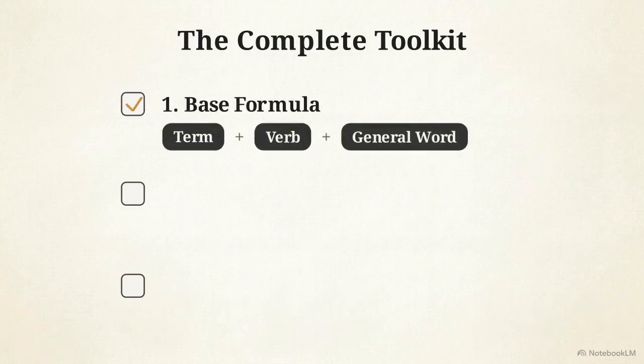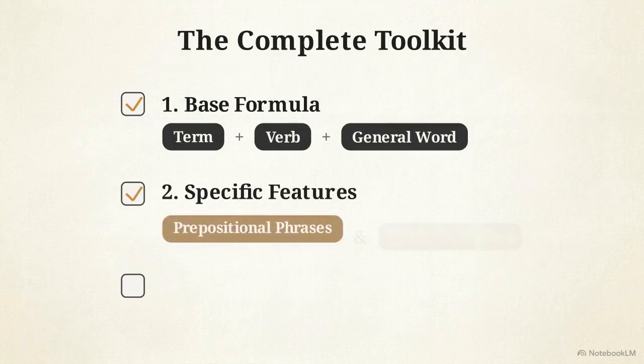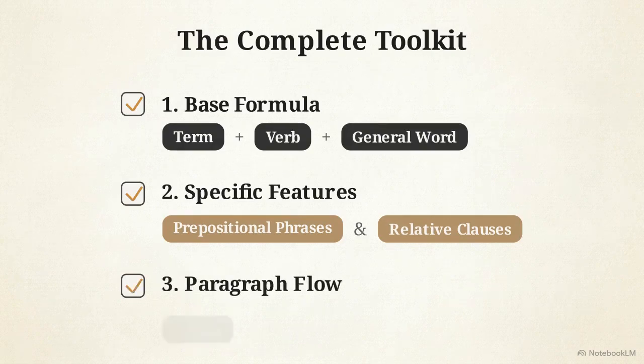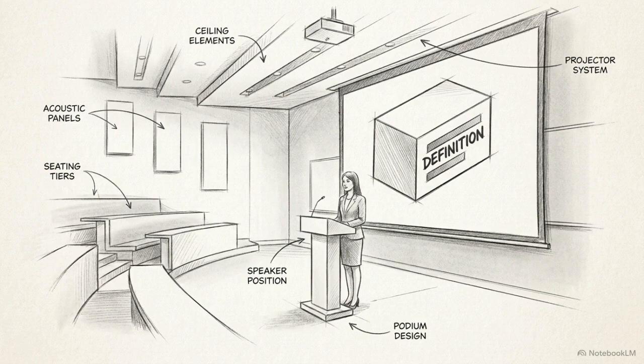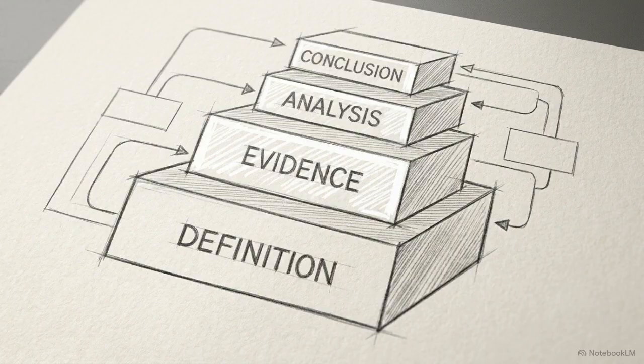Let's review the complete toolkit. 1. Establish your base formula with the term, verb, and general word. 2. Define your specific features using prepositional phrases and relative clauses. 3. Build out your paragraph flow by defining, explaining, and exemplifying. Mastering this three-part structural flow empowers you to confidently introduce any complex concept. You build the foundation step by step, ensuring your reader is fully prepared for the arguments that follow.